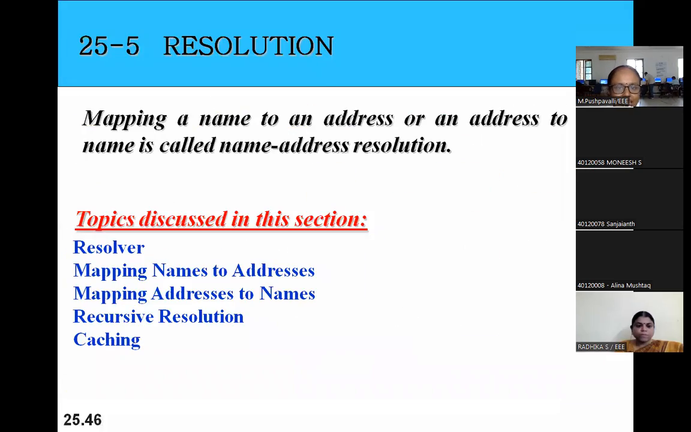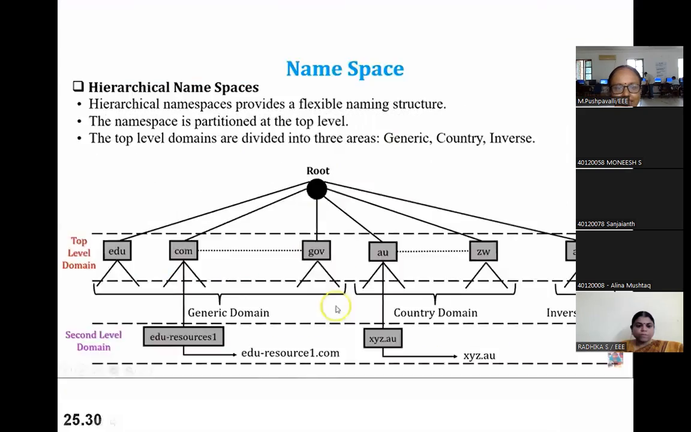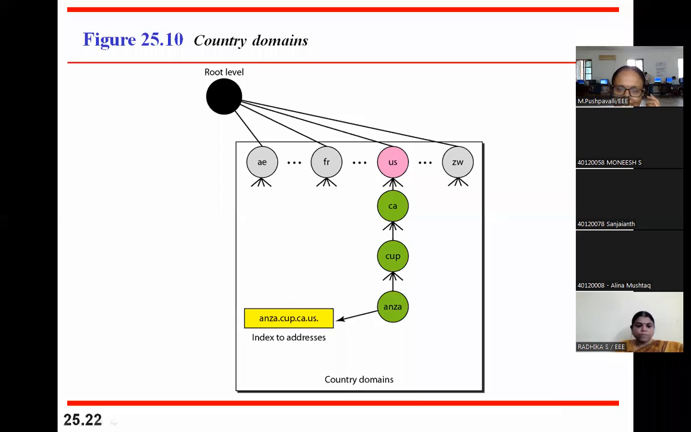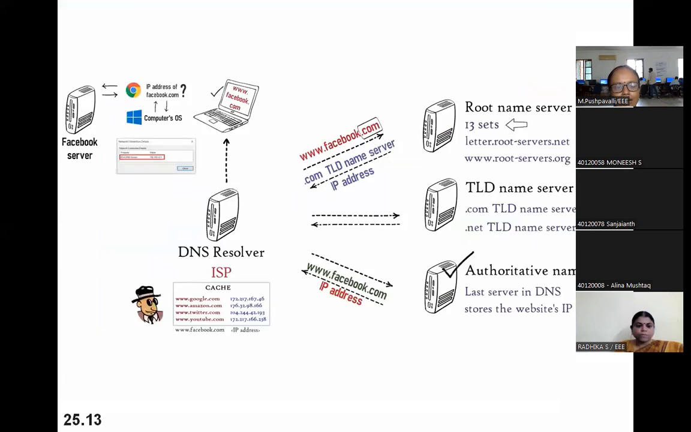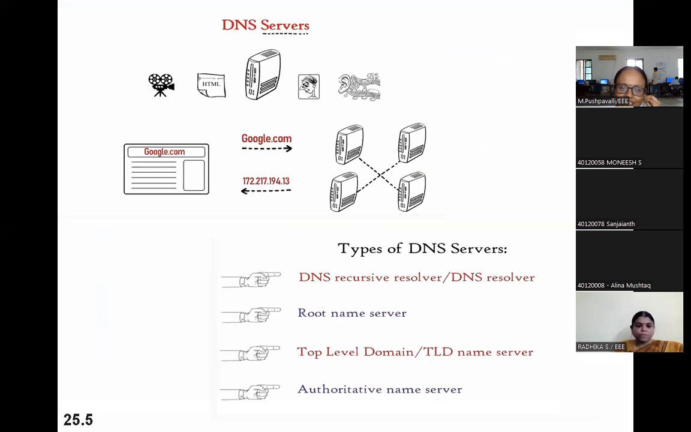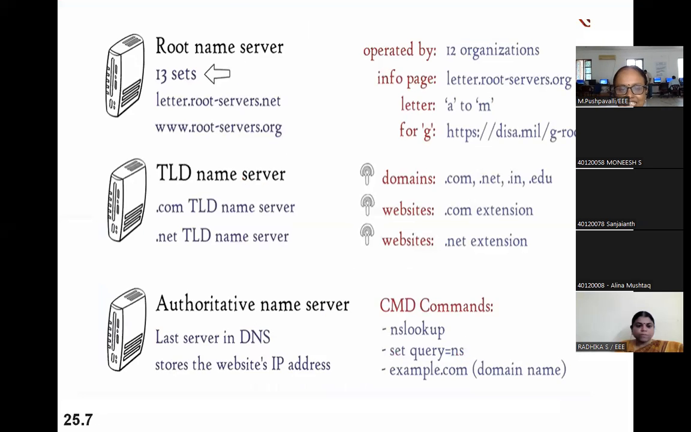Okay, so totally we have completed the domain name system today. I think you understand there are 4 servers. DNS resolver is your Jio, Airtel, like your ISP. Root name server is the topmost. Then top level domain. Then authoritative name server. These are the 4 servers which are available.